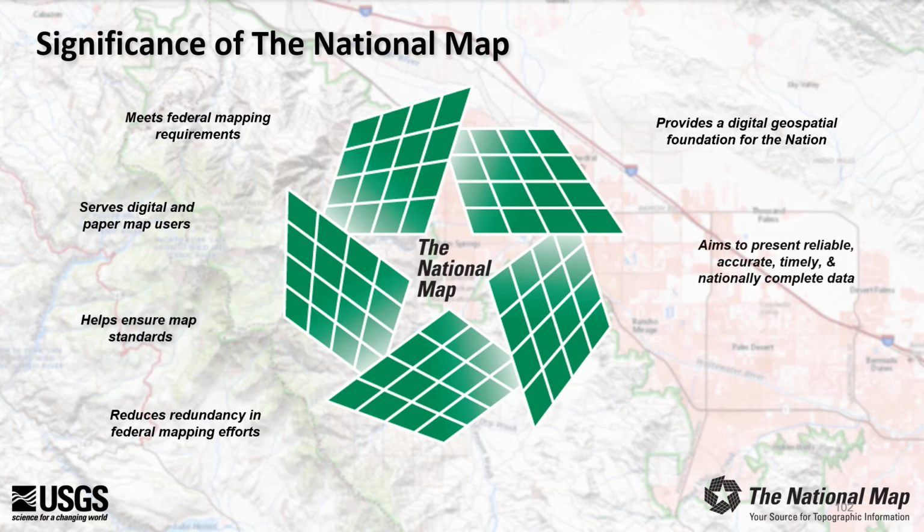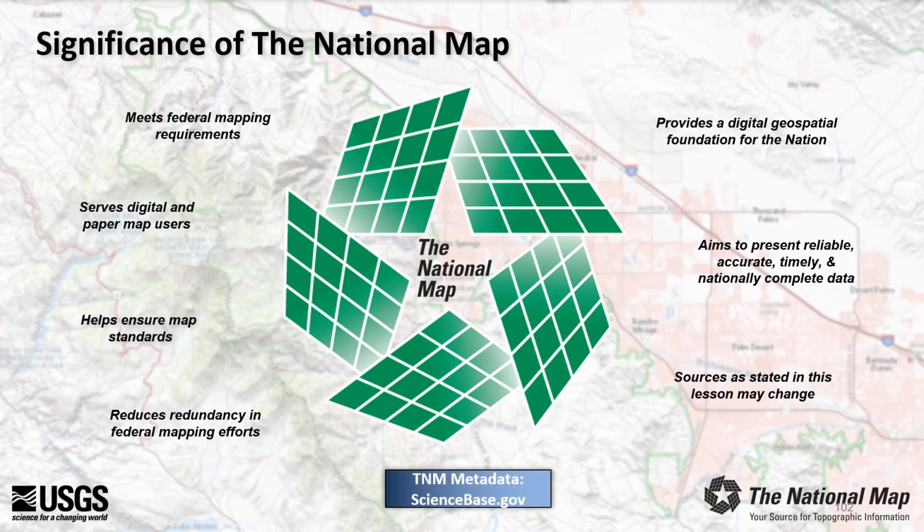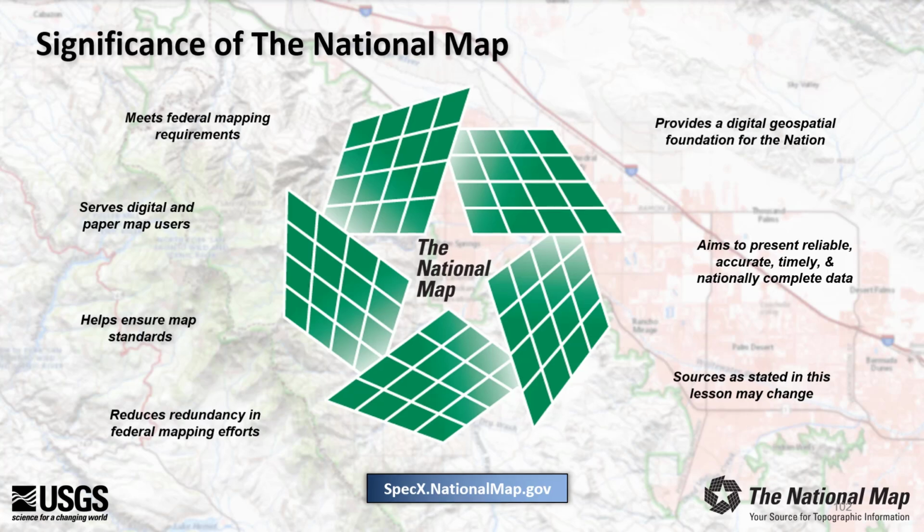Furthermore, the national map aims to present the most reliable, accurate, timely, and nationally complete data. Thus, the source of a given layer may vary in the future from what is presented in this lesson. To find the most current data sources, please visit sciencebase.gov and enter keywords National Map into the search engine. A consolidated repository of the national map specifications and data model posters may be found at specx.nationalmap.gov.